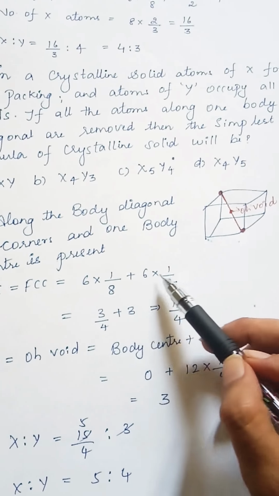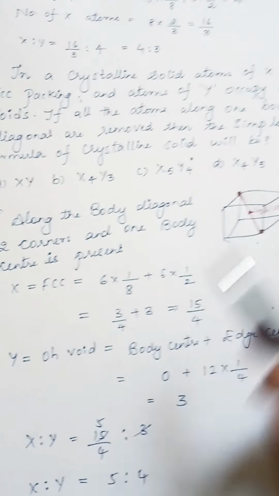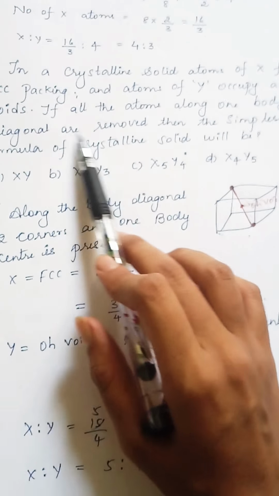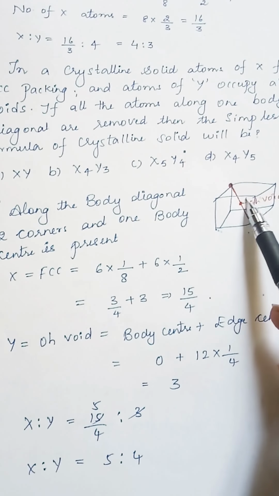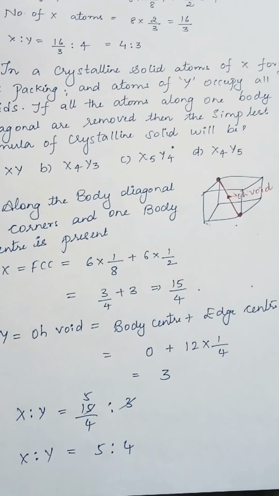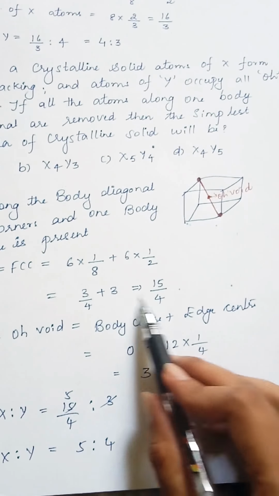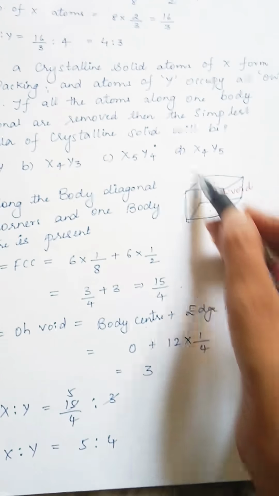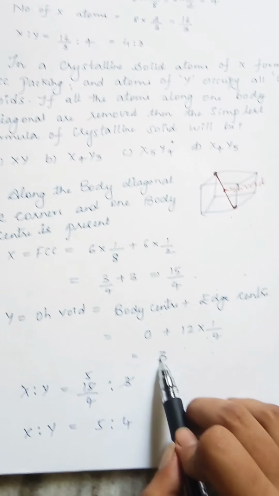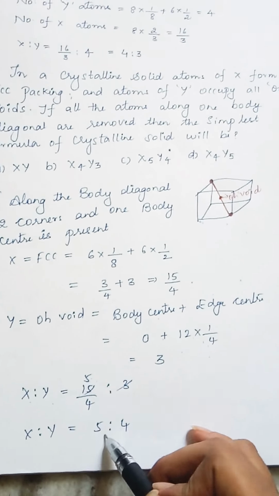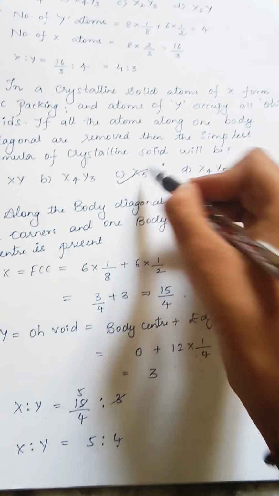So 6 into 1 by 8 plus 6 into 1 by 2, that is 6 faces. So the total is 15 by 4. And if all the atoms along one body diagonal are removed, one octahedral void is also removed, as it is present on the body diagonal. So Y is equal to the octahedral voids, that is body center plus edge center, as we have seen in the previous page. There is no body center as we are removing the body diagonal atoms, so that becomes 0 plus edge center, 12 into 1 by 4, which is 3. So X is to Y is equal to 15 by 4 is to 3, that is 5 is to 4. So the option is C. Thank you.